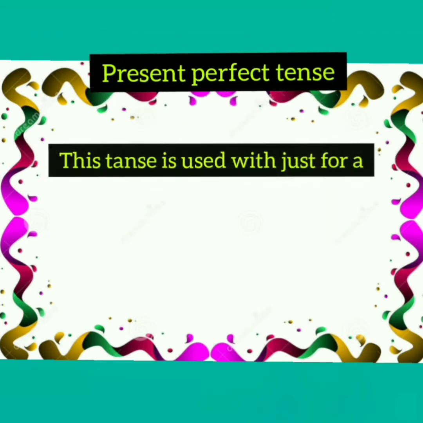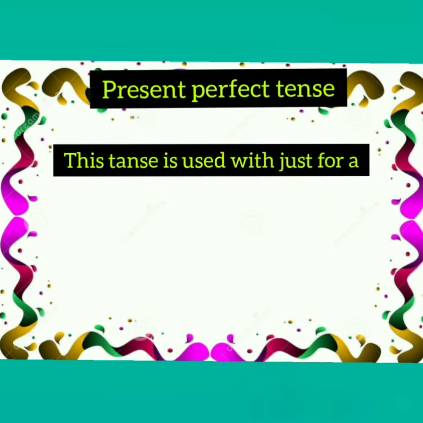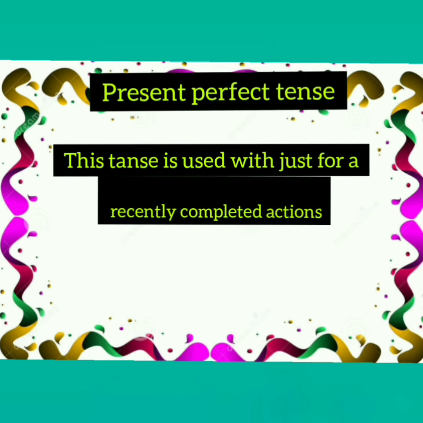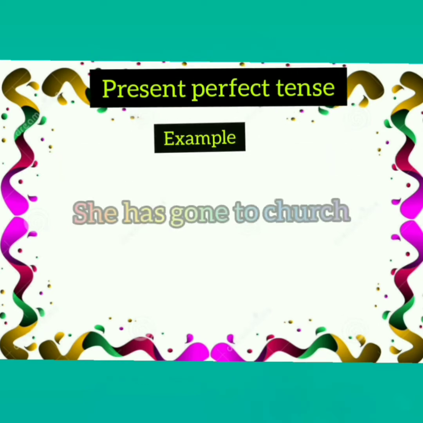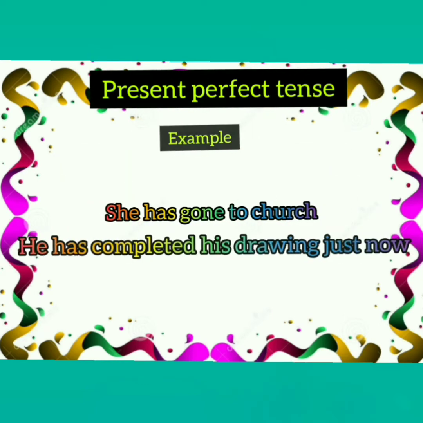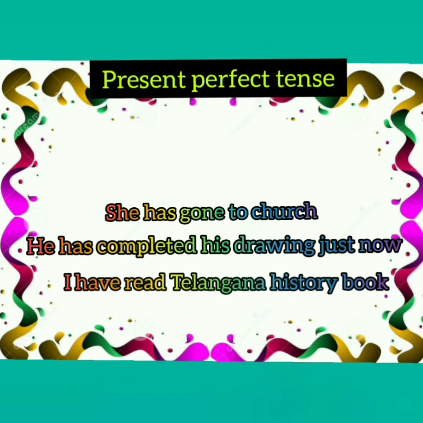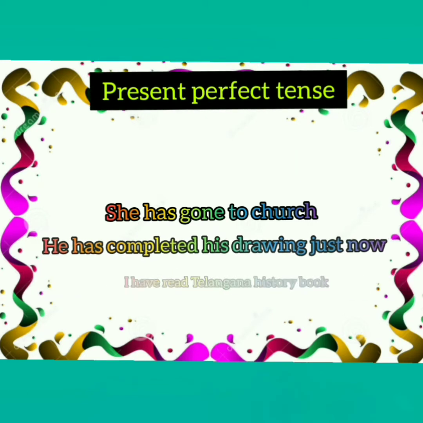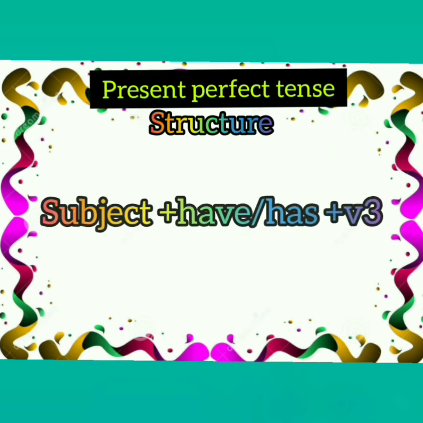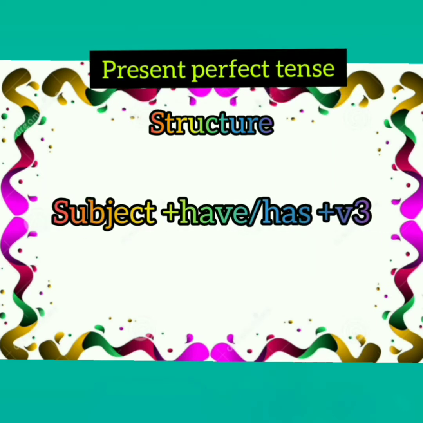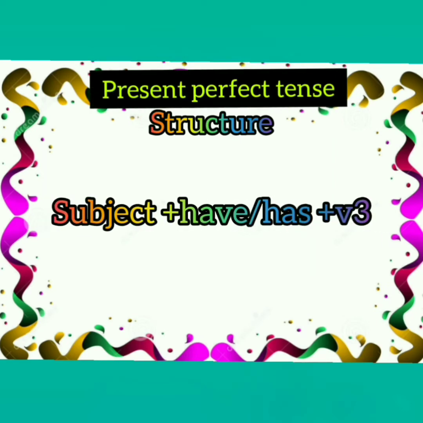Present perfect tense. This tense is used with just for recently completed actions. For example, she has gone to church. He has completed his drawing just now. I have read Telangana history book. Structure of present perfect tense is subject plus have or has plus V3.